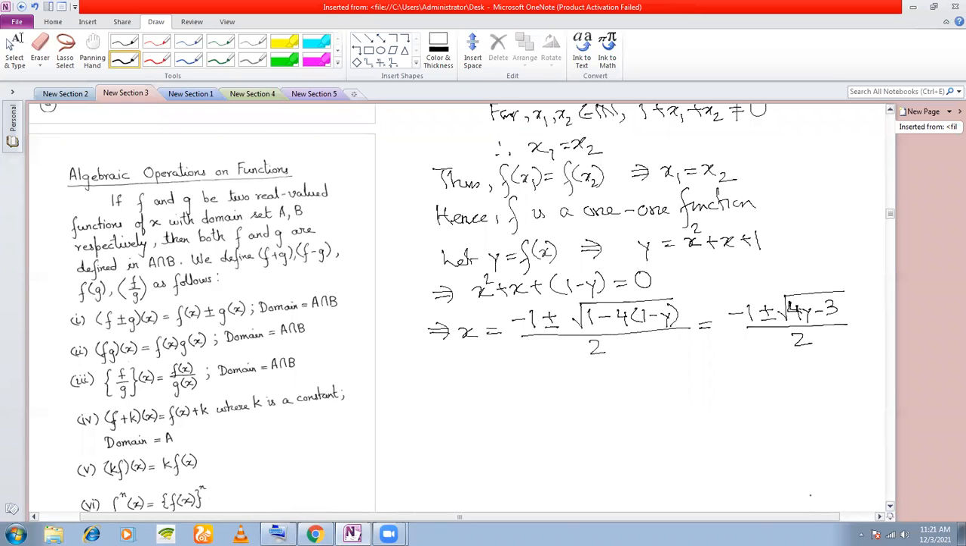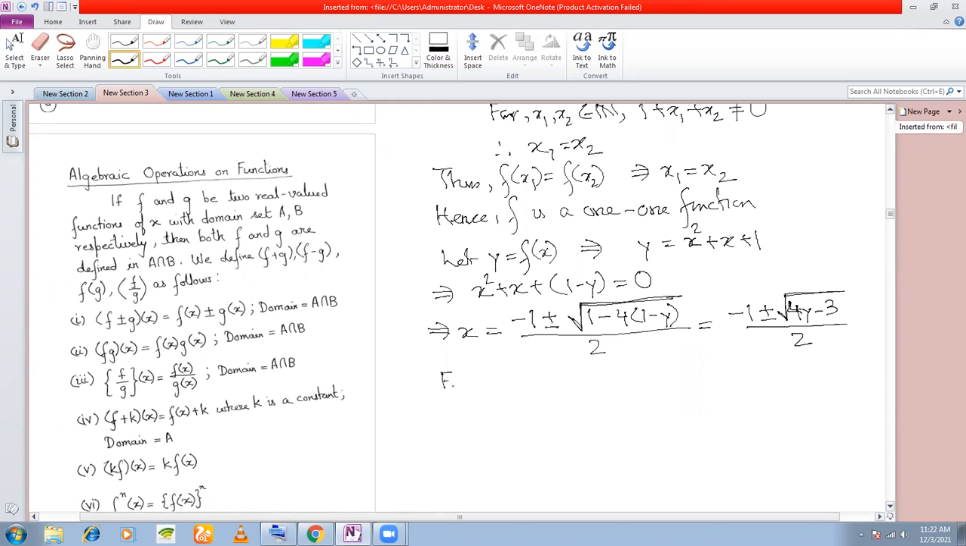That is a set of natural numbers. Yes, sir. Why? Why should it be a natural number? You have a radical there, right? You have a radical here, isn't it? Oh, yes, sir. Square root 4y minus 3. So if y is a natural number, 4y minus 3 may not be a natural number, right? So that means x is not a natural number.